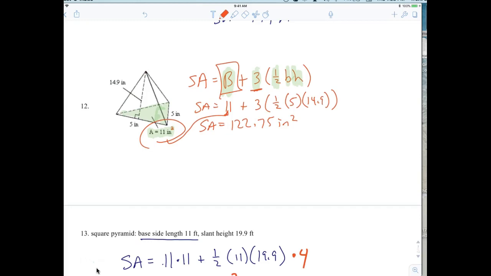11. So there's no work on that problem. The base area is what? 11. All right, the base area is 11. Everybody good? All right, and then from there, 3 times 1/2 times 5 times 14.9.